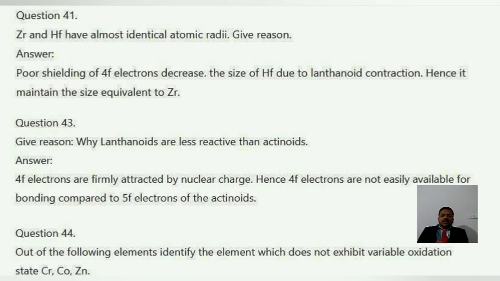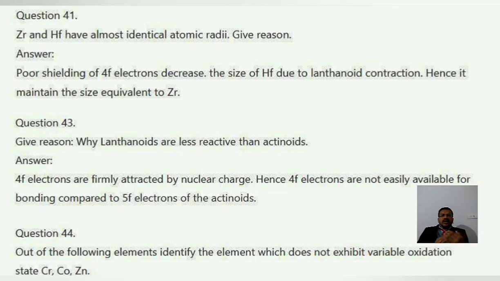Question number 43. Give reason why lanthanoids are less reactive than actinoids. The actinoids part has been deleted, but still we will discuss the answer. 4f electrons are firmly attracted to the nucleus in lanthanoids. In lanthanoids it is the 4f electrons that take part, and in actinoids it is the 5f electrons. Comparing 4f and 5f, the 4f electrons are held more close to the nucleus. Being firmly attracted to the nucleus, they are not easily available for bond formation because they are tightly held.